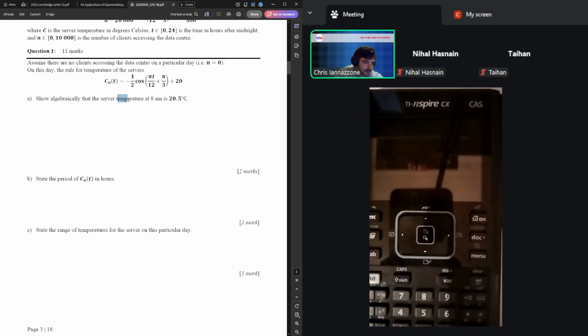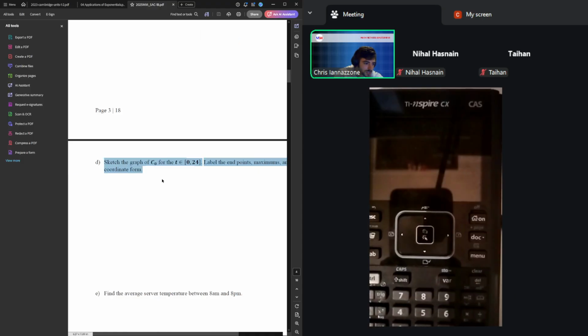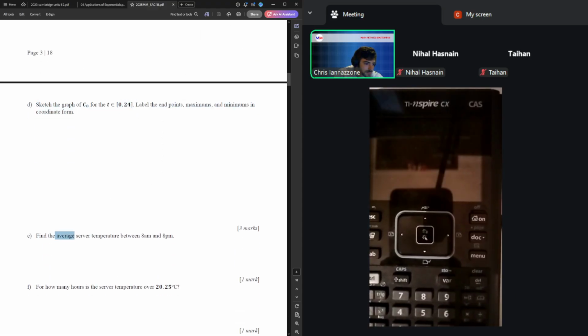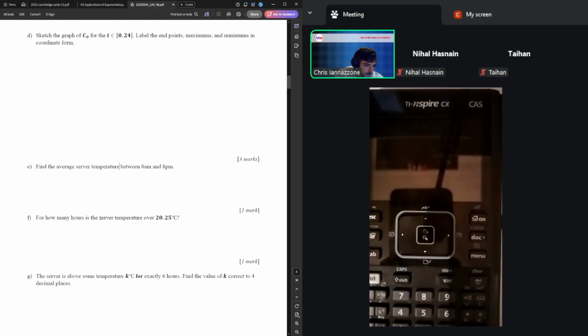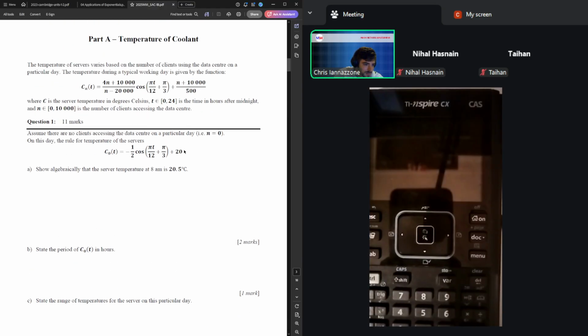But you know, it's just, hey, what's the temperature? State the period. Well, there it is. Range of the function. Sketch, sure, it's just a circular function. Average value, that's your integral. How many hours is it over that? That'll be like a CAS solve if this is tech active. You just solve for the two spots where it's 20.25 and find the difference in time values. Yeah, so these are things that aren't so bad.